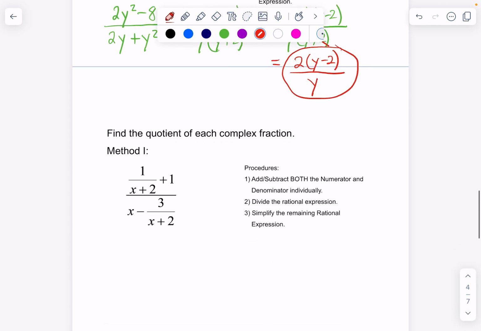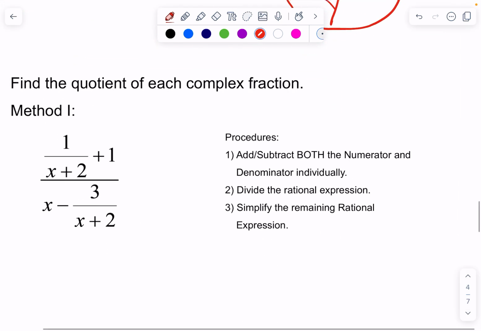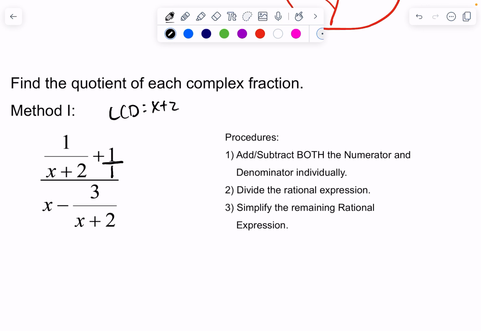All right, next, we're going to solve this one by using method 1. So for method 1, I want to add the numerators and then add the denominators first. So the LCD here of the numerator is x plus 2, which I'm going to multiply to both the numerator and the denominator here. And that's going to give me a 1 plus x plus 2 over an x plus 2.